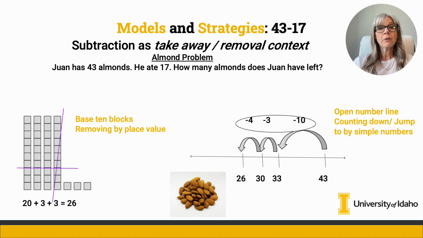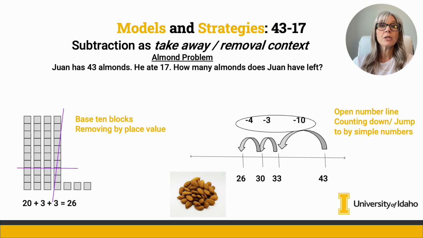Note on the following, I've labeled models in red and strategies in blue just to help you see the difference. The strategy is the mathematical reasoning and the model is a representation. The first context about eating almonds is a takeaway or removal problem. The context suggests a certain strategy.